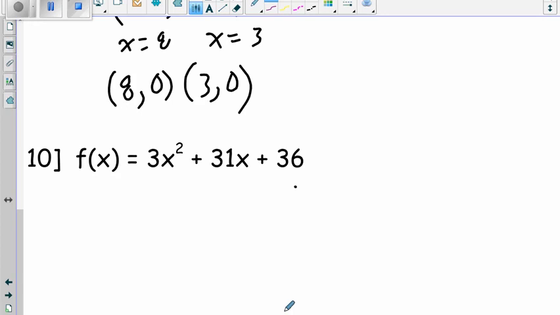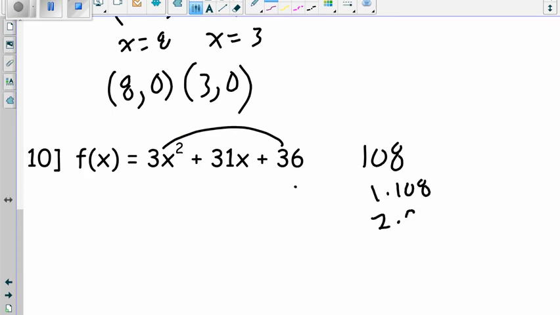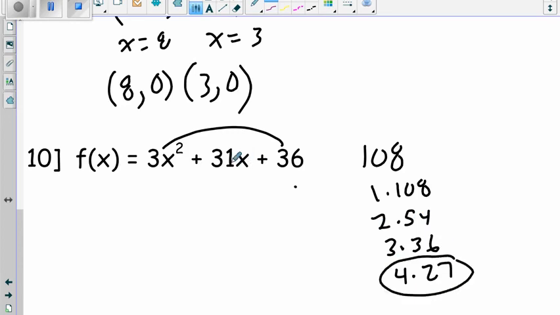And last example. It doesn't look like I can factor out a 3. So I'm going to do it this way. I'm going to multiply those together. So I get 36 times 3, so I get 108. I want the factors of 108 that add up to 31. So I get 1 and 108. 2 and 54. 3 and 36, getting closer. 108 divided by 4 is 27, so 4 and 27. Looks like that'll work. If they're both positive, if I add 4 and 27 together, I get to the 31.